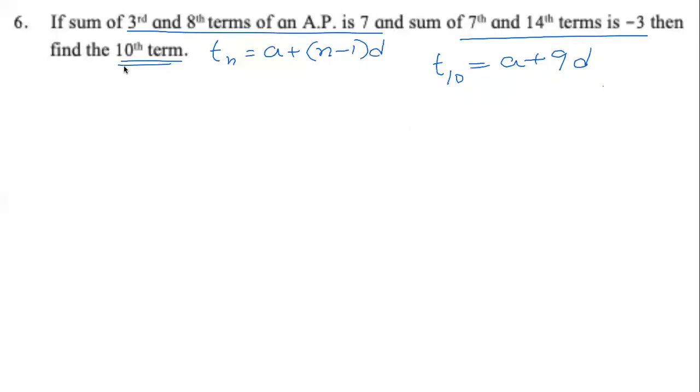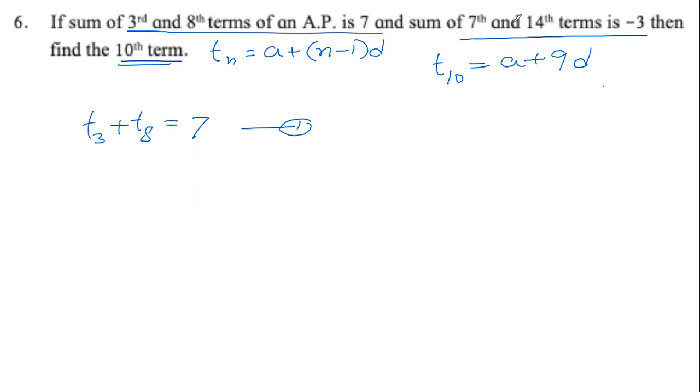So in this question, we have to find 10th term. So the formula is Tn equals to A plus n minus 1 into D. So T10 can be written as A plus 9D. But of course, we don't know A and we don't know D. To find A and D, once again, like the other questions, we will use the other information. So we know that T3 plus T8 equals to 7. We will write T3 and T8 in terms of A and D, and then find the equation.